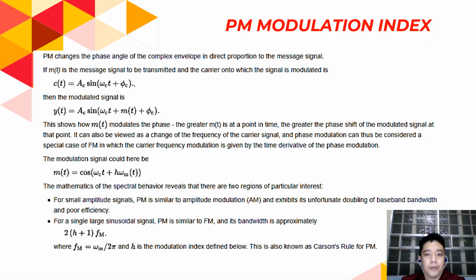Next is the PM modulation index. PM changes the phase angle of the complex envelope in direct proportion to the message signal. If m(t) is the message signal to be transmitted and the carrier onto which the signal is modulated, here's the formula for the modulation. So the mathematics of the spectral behavior reveals that there are two regions of particular interest. For the small amplitude signal, PM is similar to amplitude modulation and exhibits an unfortunate doubling of baseband bandwidth and poor efficiency.